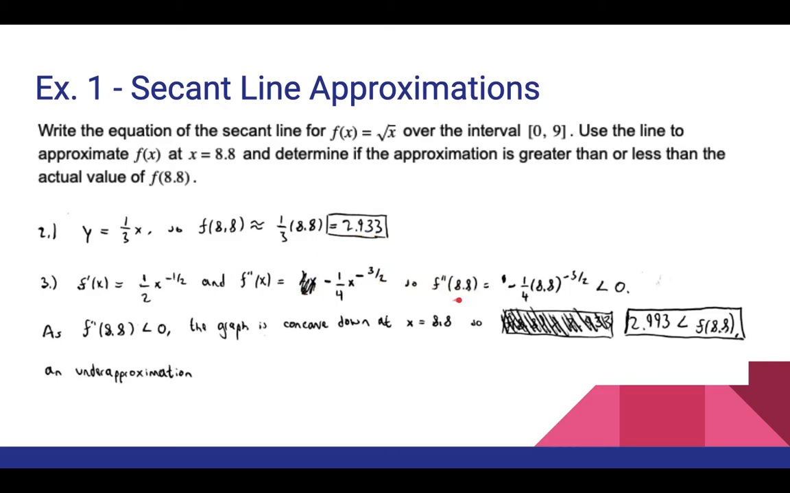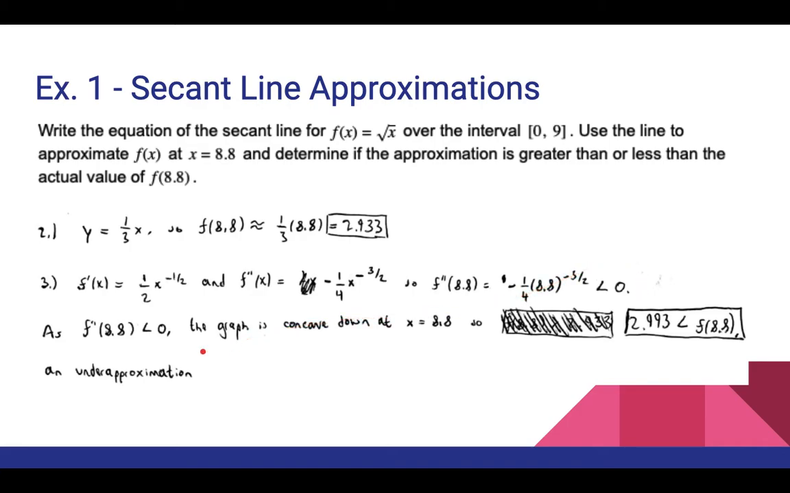So we plug our point of interest into the second derivative, and we get negative 1/4 times 8.8 to the negative 3/2. Now I don't know what 8.8 to the negative 3/2 is, but I do know it will be a positive number, and a positive number multiplied by a negative number, in this case negative 1/4, will always give us something less than 0, a negative number.